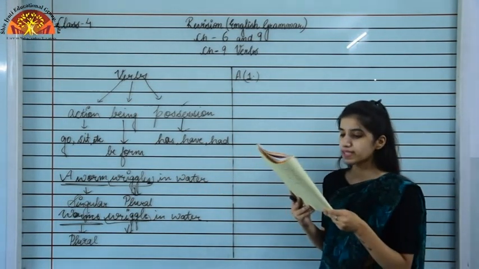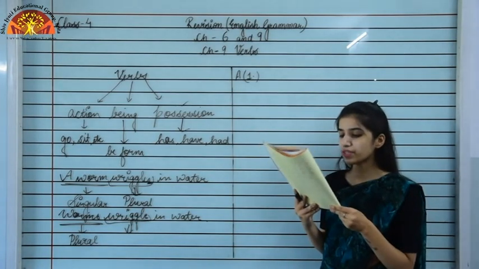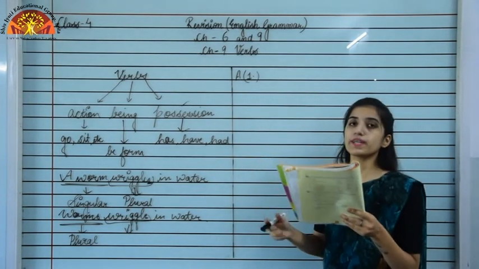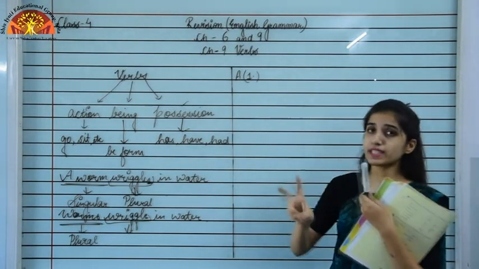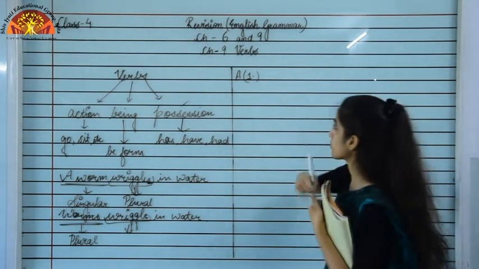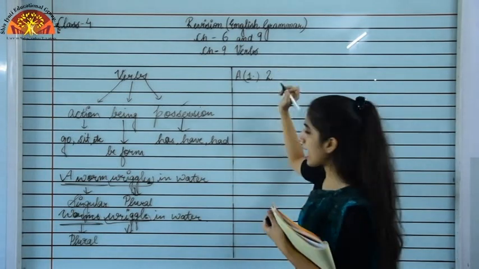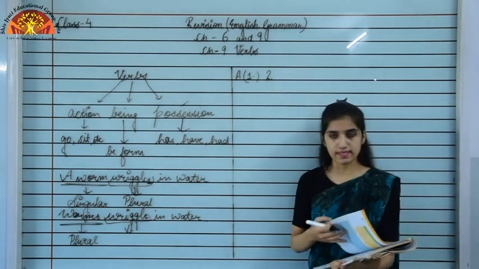So the first sentence is, Rafat and Maria are going to library. So the verb is are going. That means we have two verbs. So we will write two, and the same way you have to do this exercise.